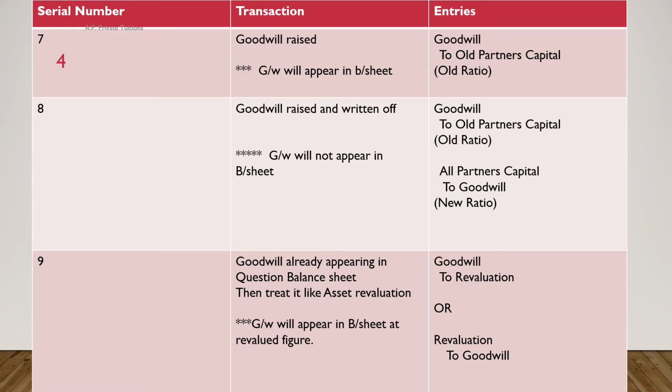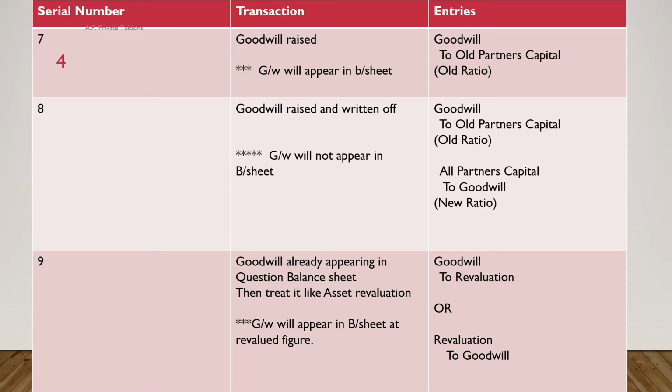And sometimes they say goodwill is written off. Eighth case, goodwill raised and written off. So the goodwill raised entry is the same, goodwill to old partners. And the goodwill written off journal entry is all partners capital to goodwill. Written off means you're reducing the balance of goodwill. So how to reduce the balance of goodwill? Credit that. So all partners capital to goodwill. Here it will go in the new ratio.